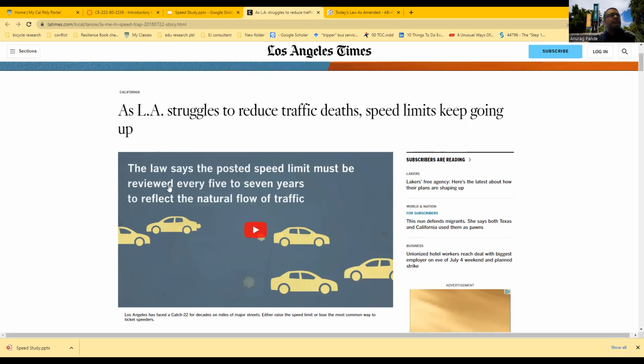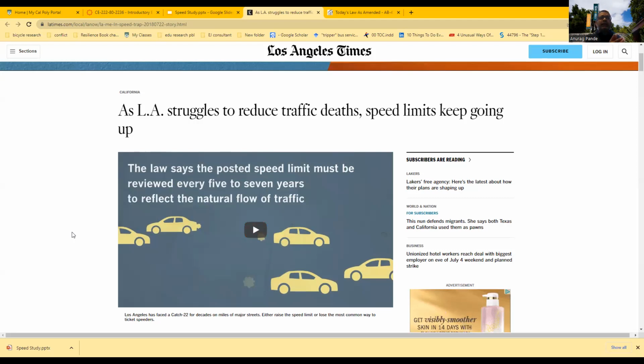Now, the speed limit must be reviewed every 5 to 7 years to reflect the natural flow of traffic. That's what the headline says. You can watch this YouTube video if you choose, that explains that issue in general. I'm not as opposed to using the 85th percentile existing speed, the speed at or below which 85% of drivers drive, as a benchmark for your speed limit, as this article is.